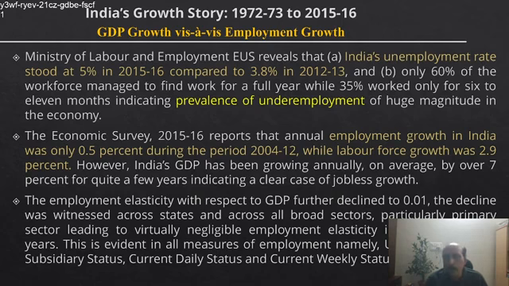And therefore, Ministry of Labour and Employment Survey, which was conducted in 2015-16, said that India's unemployment rate is still at 5% in 15-16, compared to 3.8% in 12-13. And only 60% of the workforce manages to get the job throughout the year. It means 40% of the people who are said to be employed are in fact underemployed. 40% of the workforce, of course, are said to be employed as per the survey, but they are underemployed. They are not getting a job for the full year.